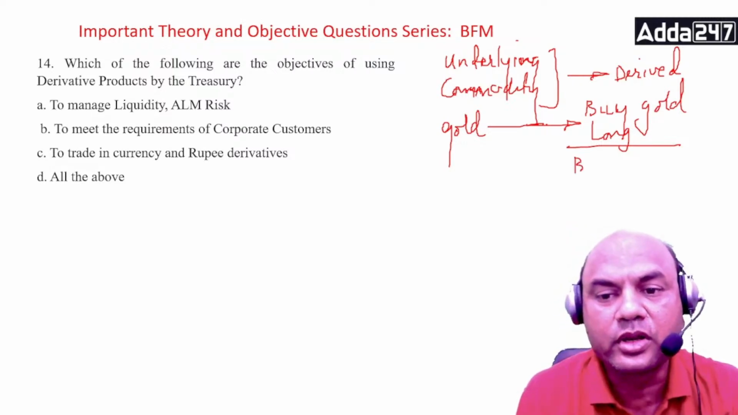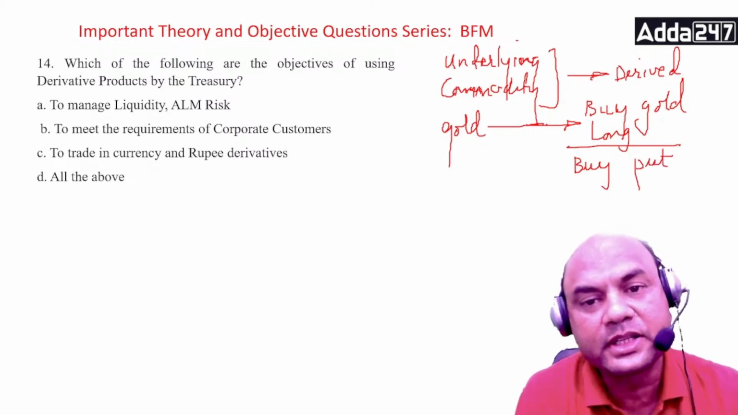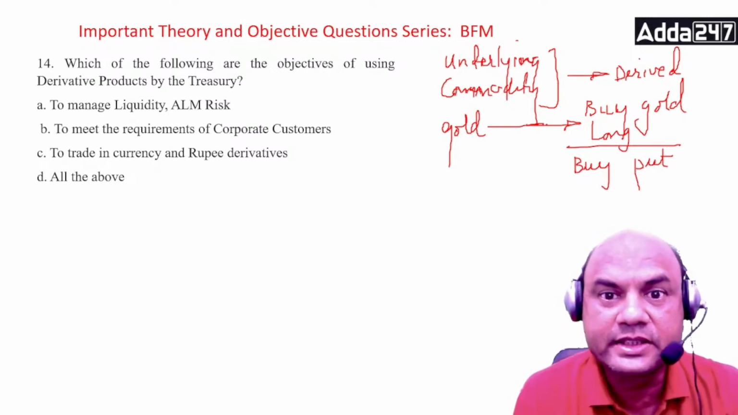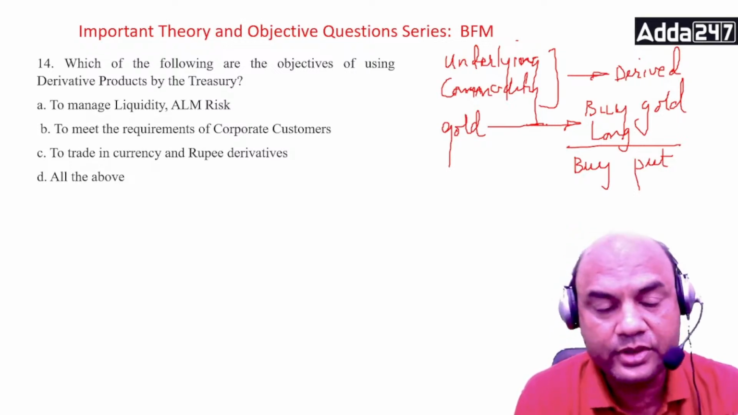You will buy put over here. Put means what? Put is always related to selling. So you'll have to buy put. Importantly, at least in your CAIIB, derivatives are used to cover your risk. That is the first part.